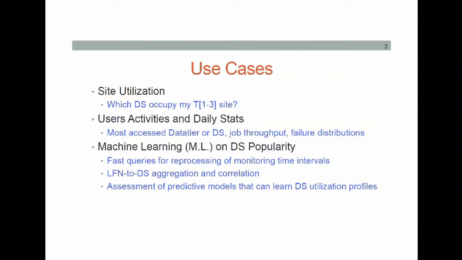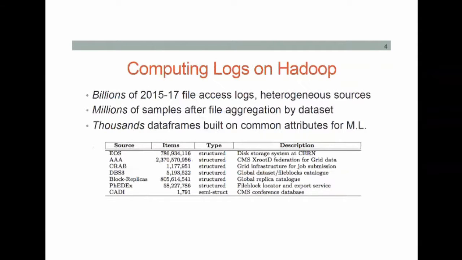Essentially, I want to show you three use cases: site utilization, which tells us which data sets, for example, occupy a given site; user activities and daily statistics, in order to know what data is used or job throughput; and then machine learning, for data set popularity. That is a concept that is very important to CMS, and it ranges from fast queries for processing of monitoring time intervals to the assessment of predictive models that can forecast the data set popularity.